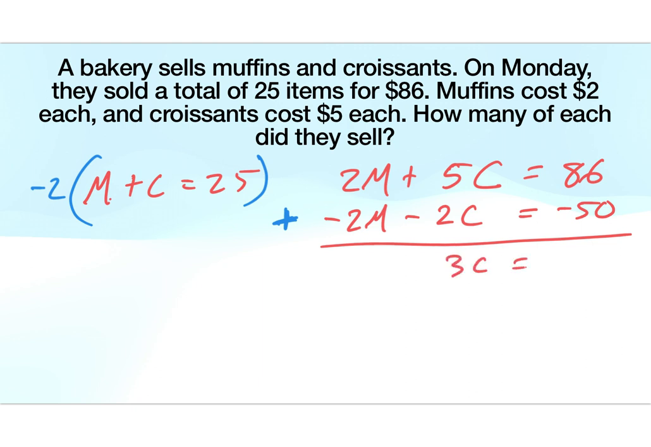3c equals 36, c equals 12. And since c was 12 and they add to 25, m plus 12 is 25, m is 13.